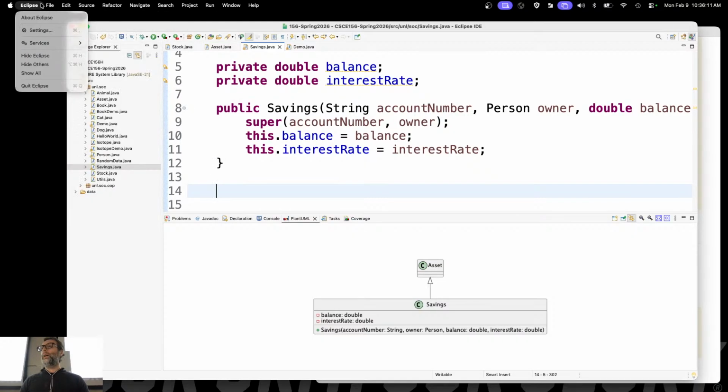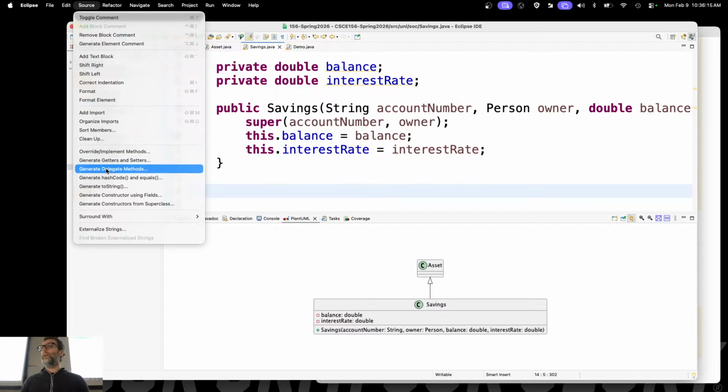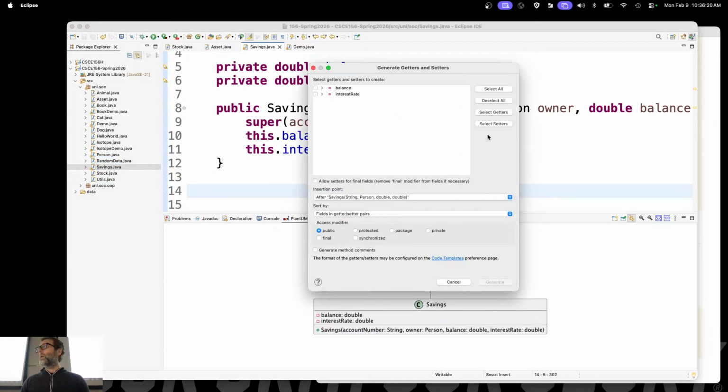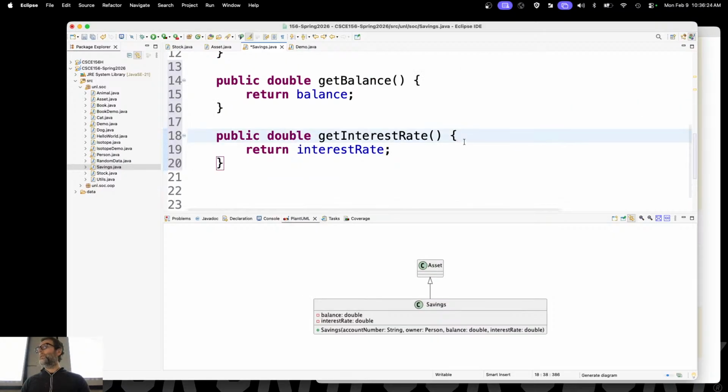Let's go ahead and do it for a savings account here too. Source, generate getters, and all the getters, and we're done. There we go. All right.